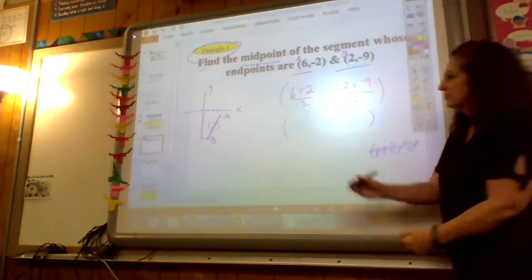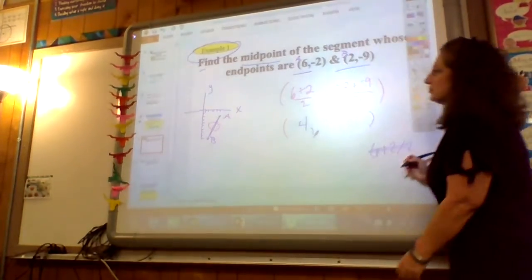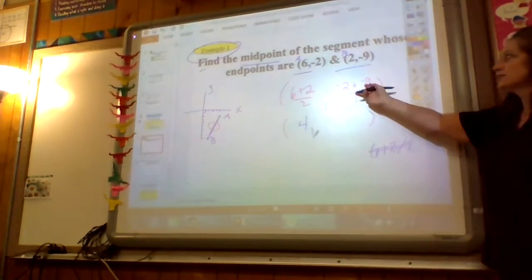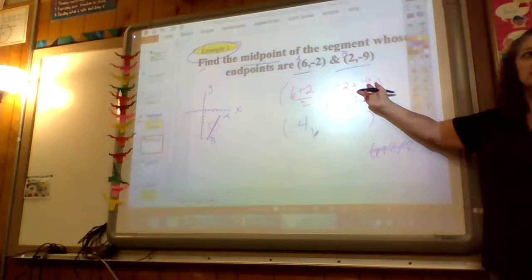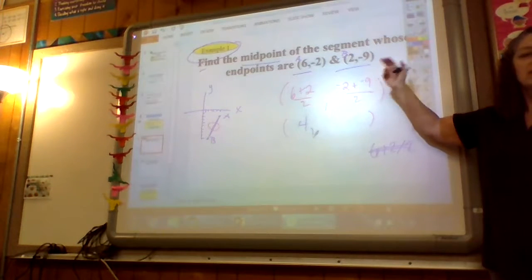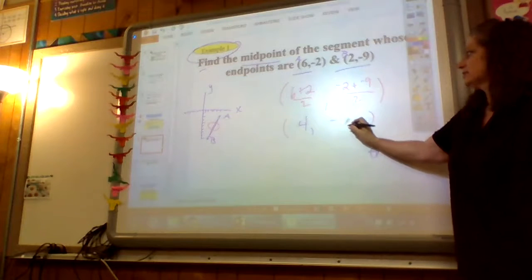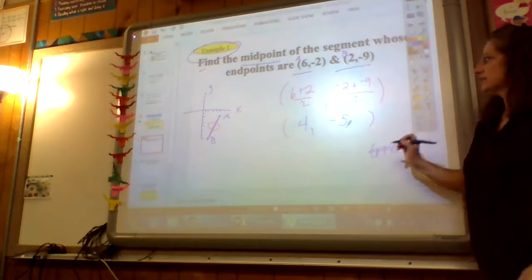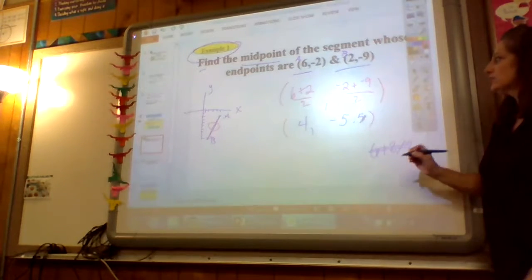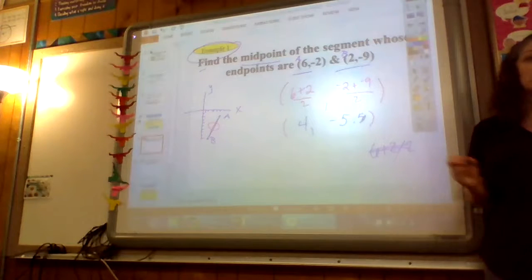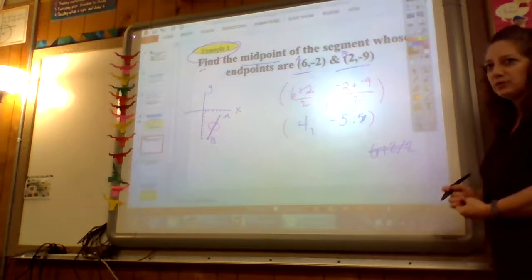Cut in half, 4. So our x coordinate for the middle is 4, and then negative 2 and negative 9 is negative 11. Cut in half, 5.5. Okay, so negative 5.5. So you actually have a coordinate point that is the midpoint.